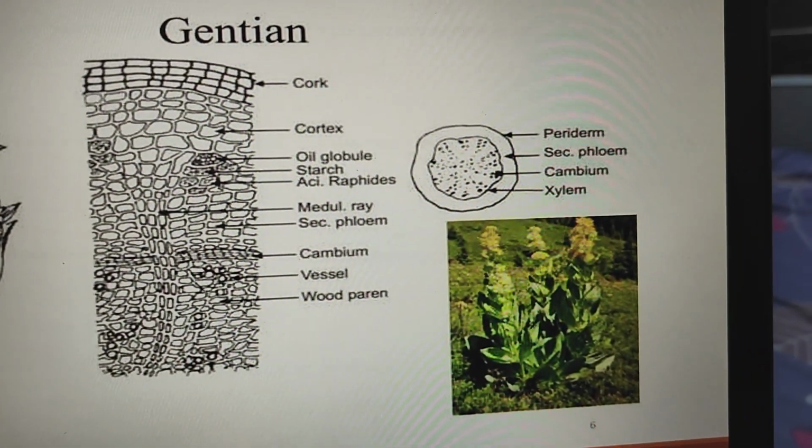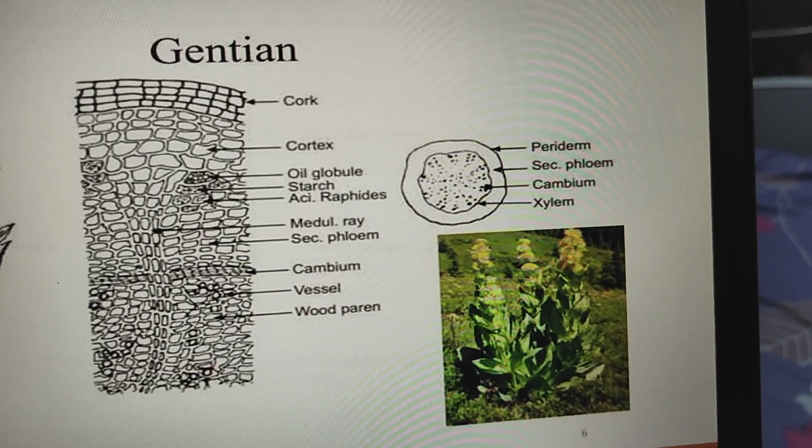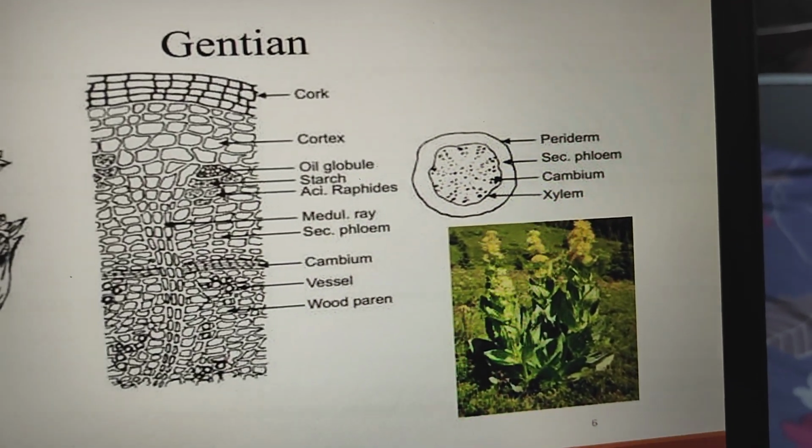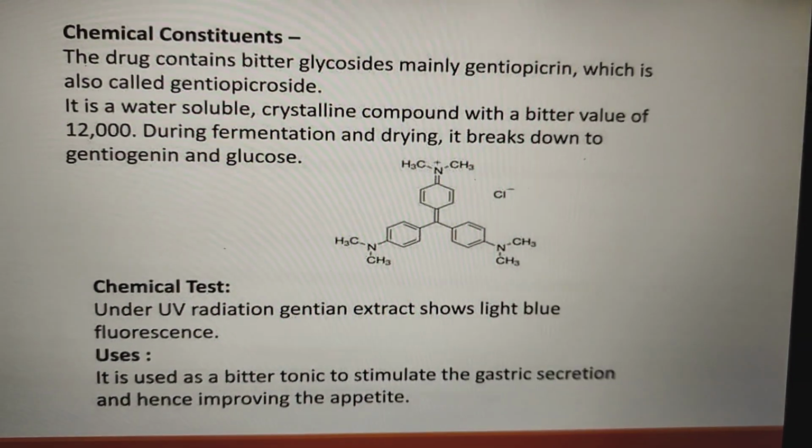Next is the microscopy of rhizome. The first layer in the rhizome is periderm. After that secondary phloem, cambium and xylem. Then next is chemical constituents.